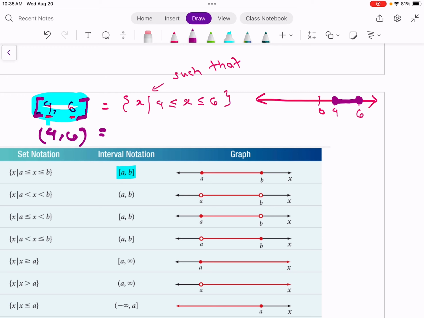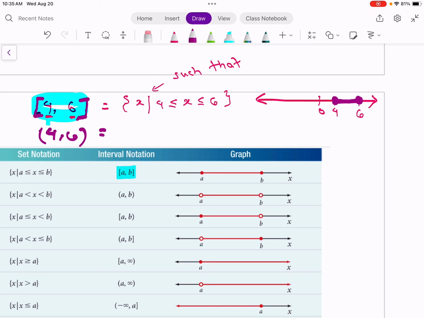So yes, we have a parenthesis here and a bracket here, that's the difference we can see. Having a bracket means you are including your end numbers, and having a parenthesis means you are excluding the end numbers. This set does not consist of 4 and 6, but it consists of every number in between 4 and 6. This set consists of 4, consists of 6, and every number between 4 and 6.